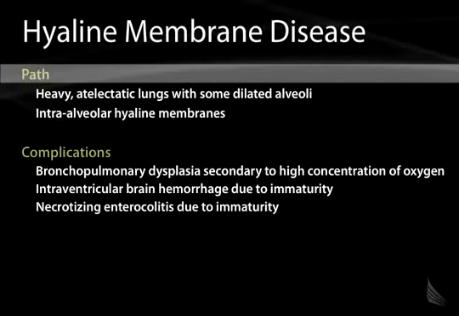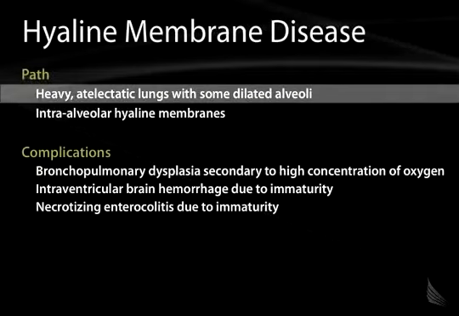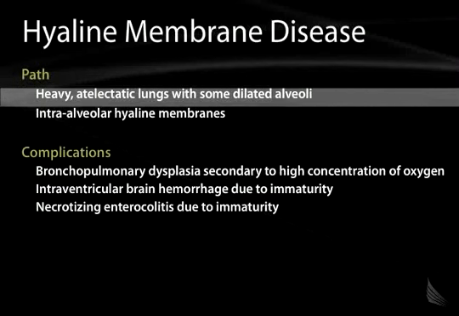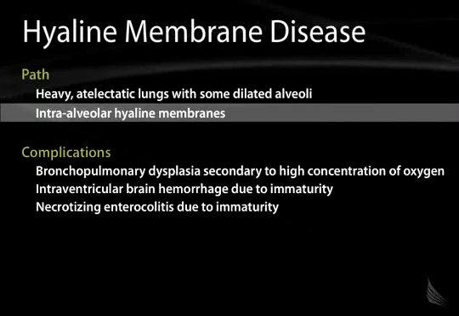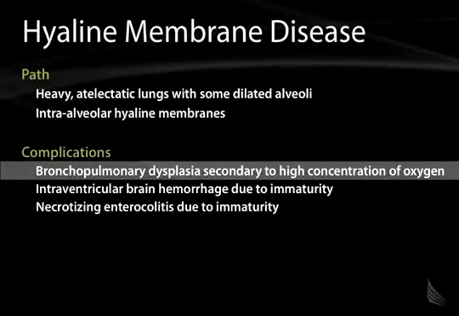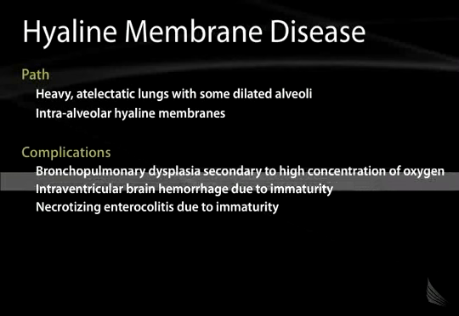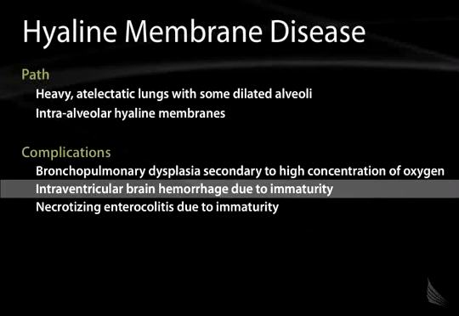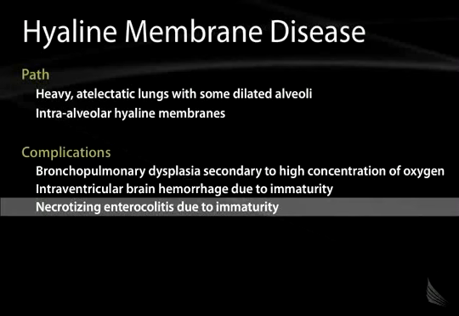The pathology for hyaline membrane disease includes heavy atelectatic lungs with some dilated alveoli. Also, intra-alveolar hyaline membranes are present. In terms of complications, bronchopulmonary dysplasia secondary to high concentrations of oxygen can be seen. Patients can also have intraventricular brain hemorrhage, as well as necrotizing enterocolitis.